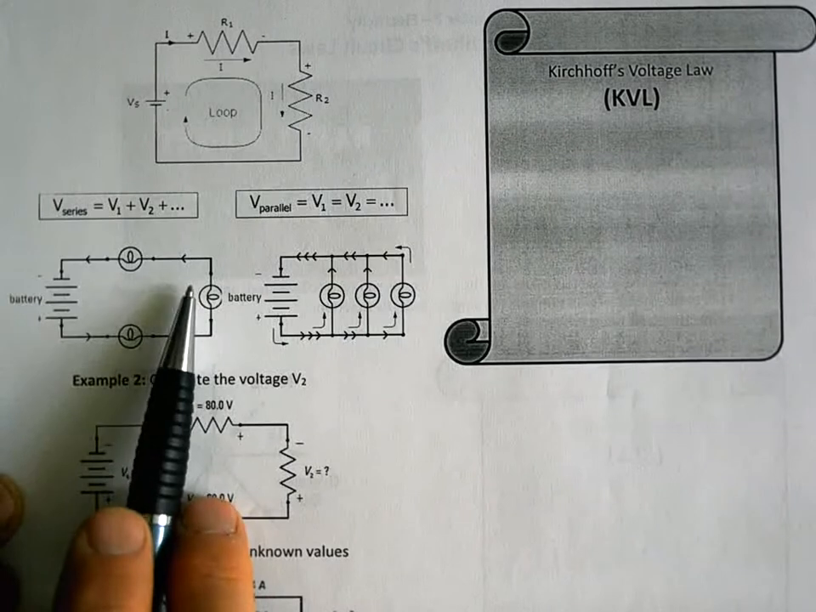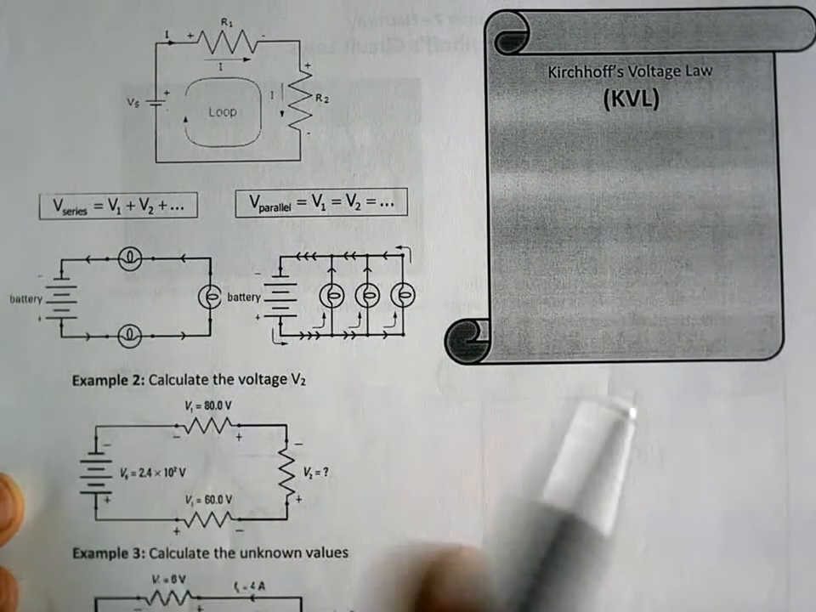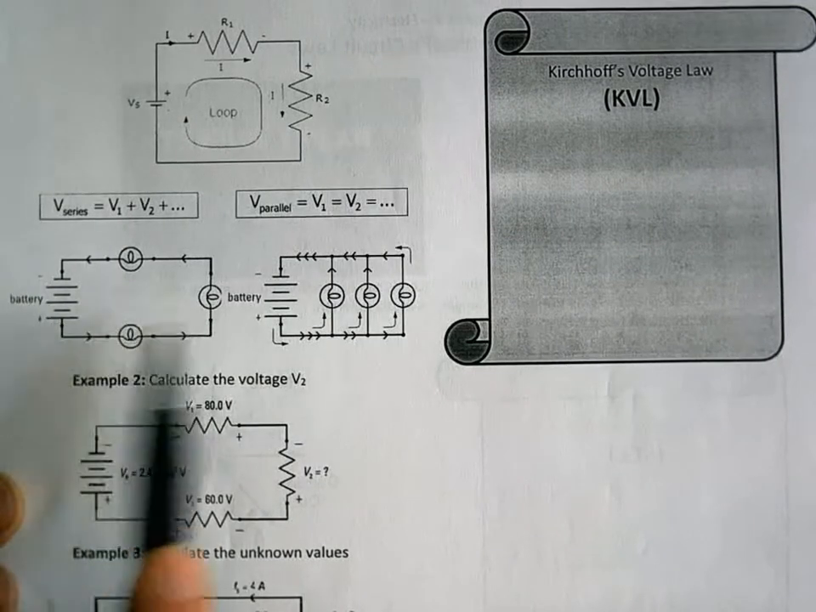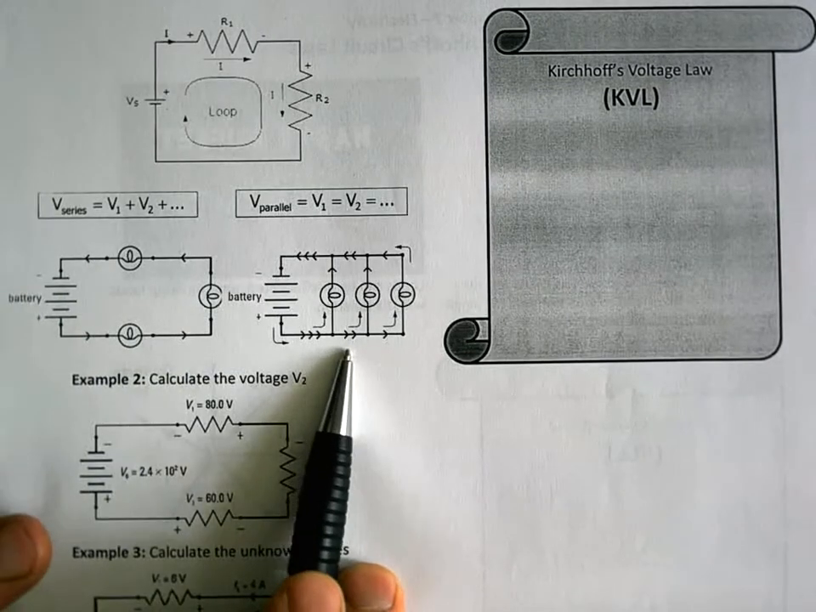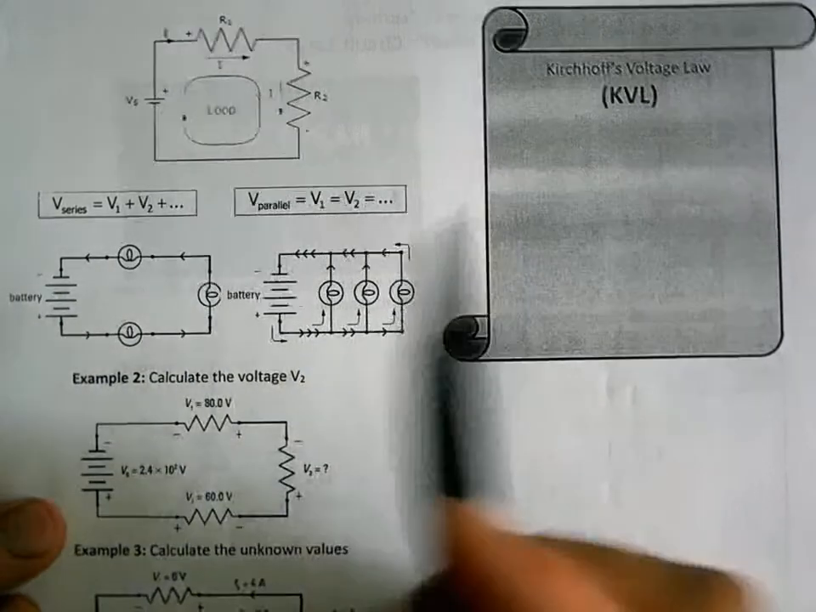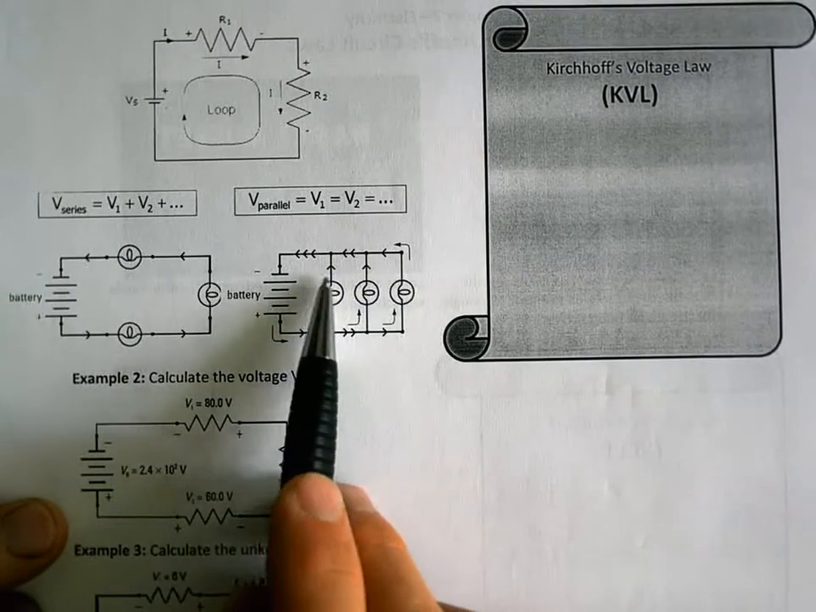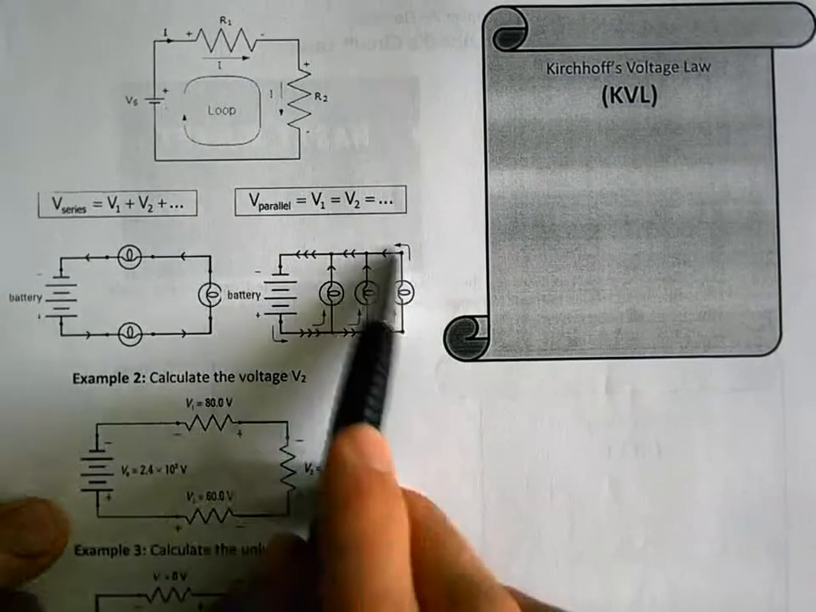So voltages in series, through Kirchhoff's voltage law, this voltage is equal to this plus this plus this. Now, conversely, if I have a parallel circuit, look what happens. Well, if I draw loops, there's a lot of different loops here. There's a loop here, there's a loop with this leg, and there's a loop with this leg.